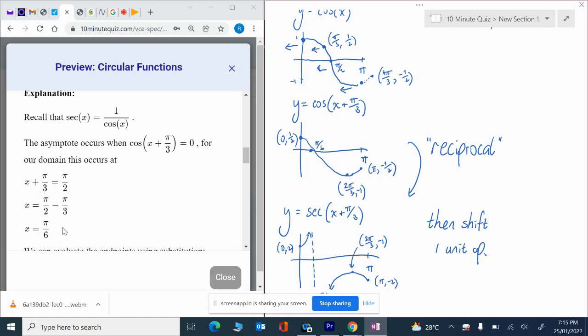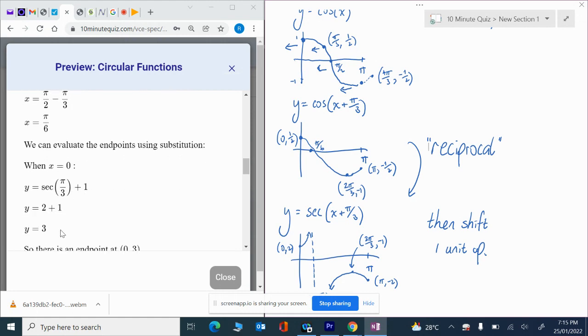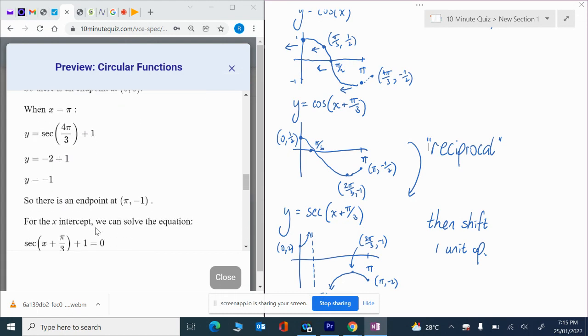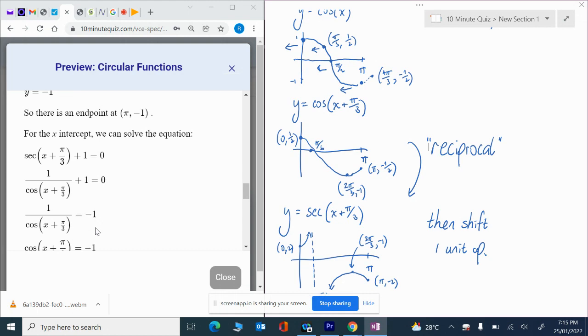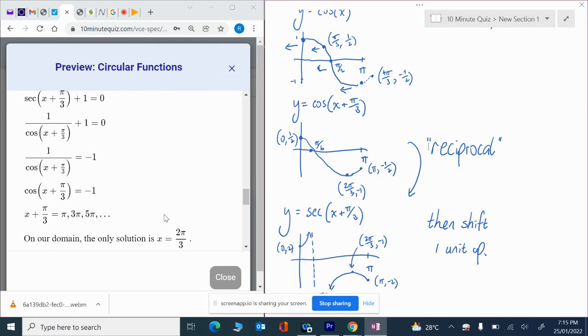I'm starting with the asymptote, solving for x, using substitution to find the left endpoint and the right endpoint, and then solving a little equation to find the x-intercept. So that's another way of sketching the sec graph. It's a fair bit of work, but definitely an important concept for specialist maths.